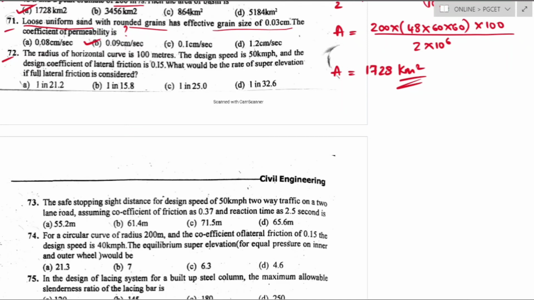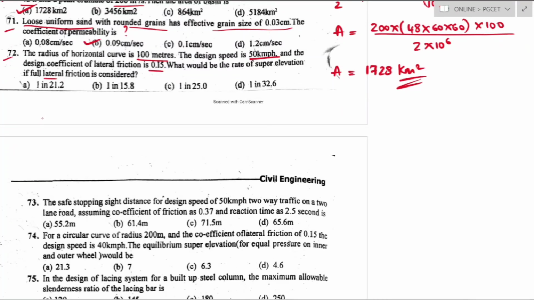Question number 72. The radius of horizontal curve is 100 meters. The design speed is 50 kmph and the design coefficient of lateral friction is 0.15. What would be the rate of super elevation if full lateral friction is considered?